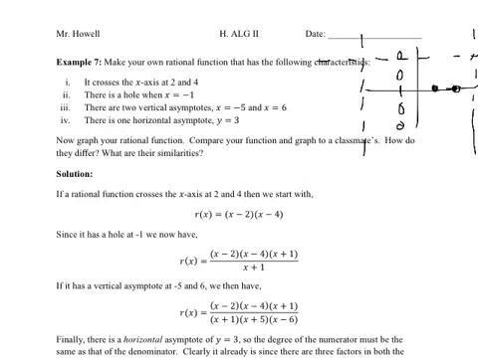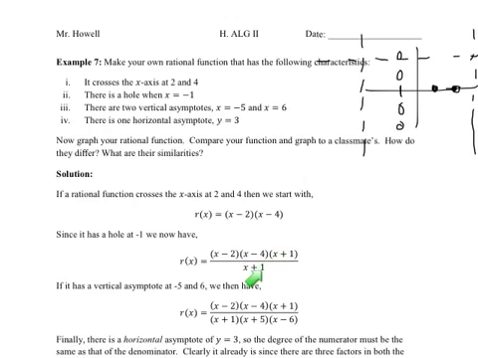So what we're going to do is we're going to see that we can come up with many different solutions for this, okay? But there are certain things that need to be true. So let's start with some random function r of x. And since it has x-intercepts at 2 and 4, that means that the numerator has to have x minus 2 and x minus 4. Automatically. It's got to be there.